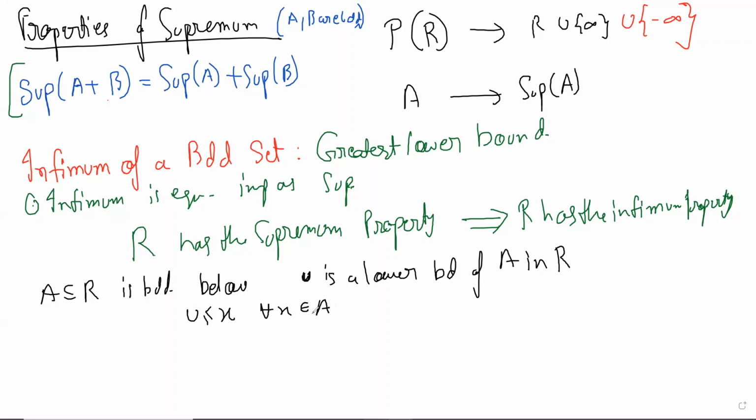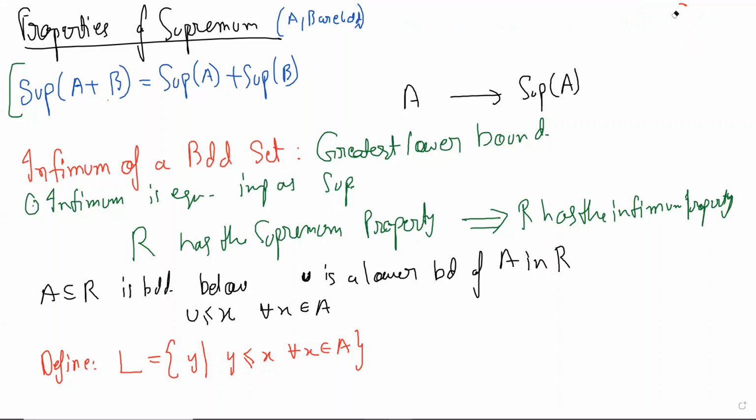Now let us define a new subset by taking the collection of all lower bounds of A. Let me call that L. So this has Y such that Y is less than or equal to X for all X in A. This is a collection of all lower bounds. Very nice. Now this is bounded above by any element of A. So by the supremum property, this has a supremum, and we will try to show that the supremum is basically the infimum of A. This is his claim.